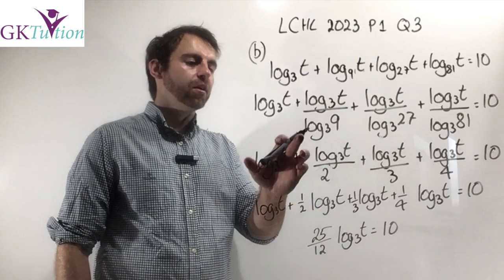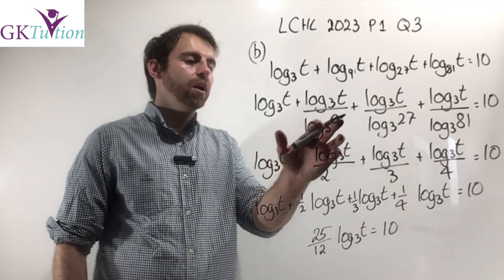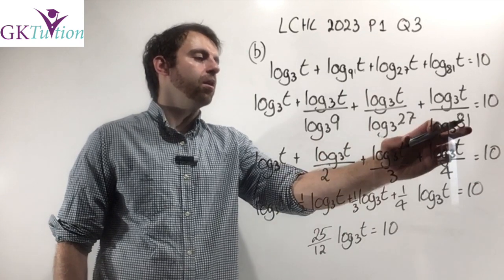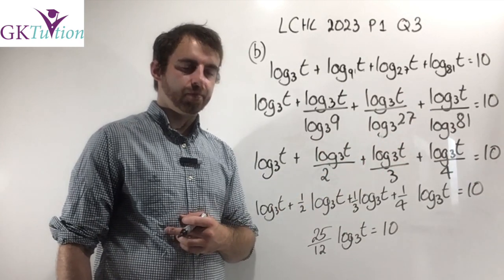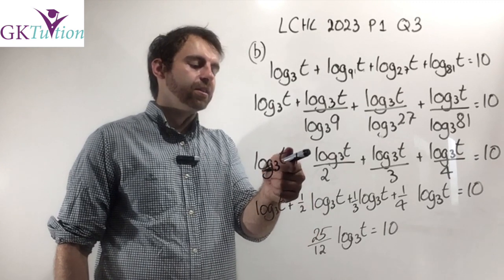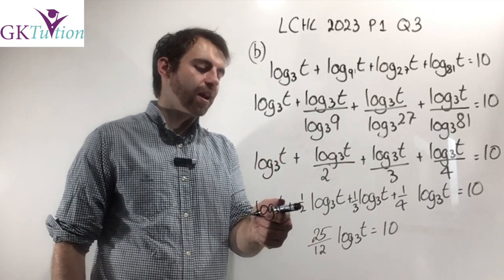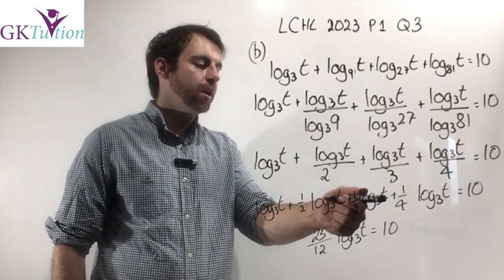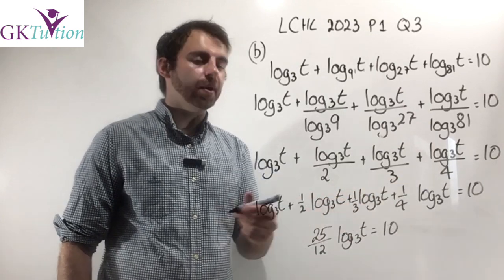And then you should recognize, or you can plug it into your calculator, log 9 to the base 3 is 2, log 27 to the base 3 is 3, log 81 to the base 3 is 4. Another way of looking at that is, this is a half log t to the base 3, this is 1/3 log t to the base 3, and this is 1/4 log t to the base 3.